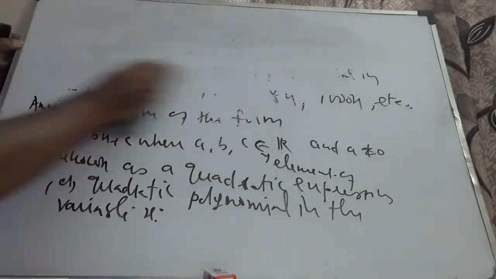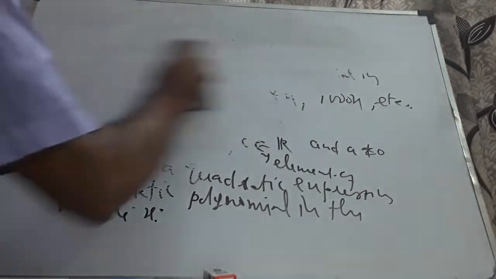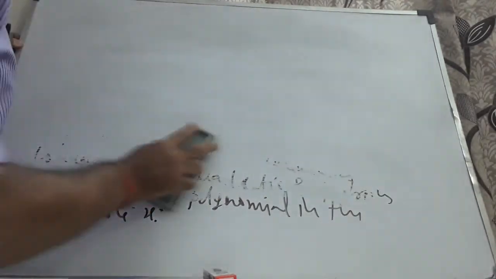Here in ax plus b, a is known as the coefficient of x, b is known as the constant term. In ax square plus bx plus c, a is known as the coefficient of x square, b is known as the coefficient of x, and c is known as the constant term.